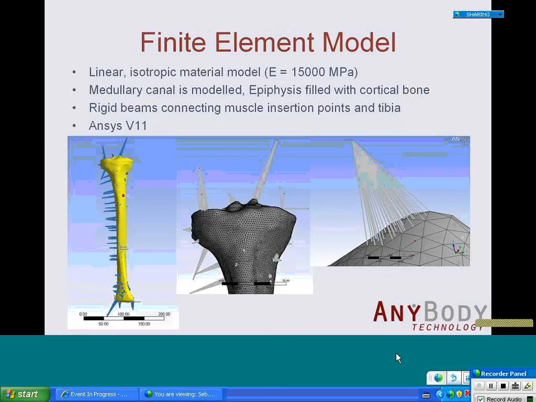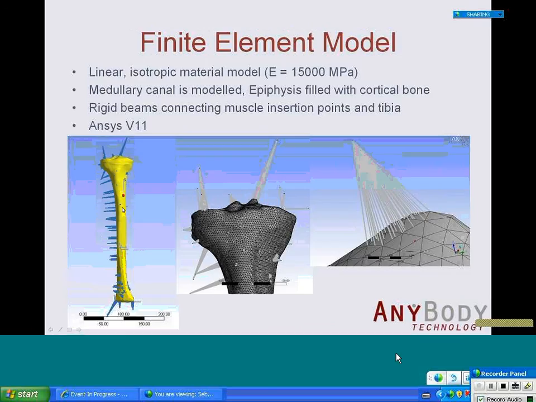And there's one thing special about this model. You can see here all these connections between some points in space and the tibia, and these are rigid beams which connect muscle insertion points with the surface of the finite element model. This is necessary because you also have muscle insertion points which are not directly on the tibia surface. So, for example, you have many points which are on the fibula, and they also have a mechanical effect, of course, on the tibia.